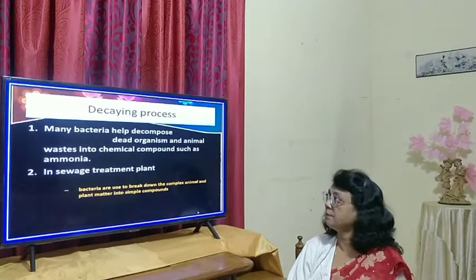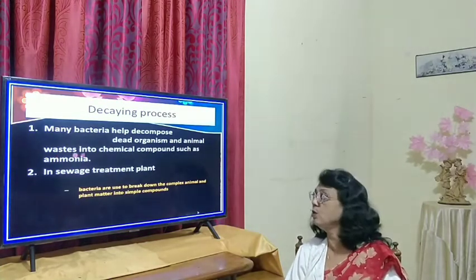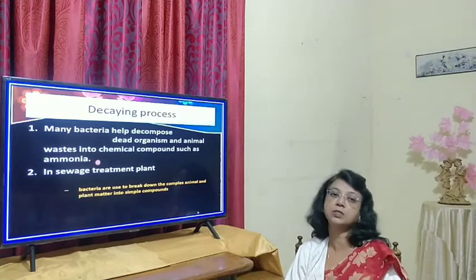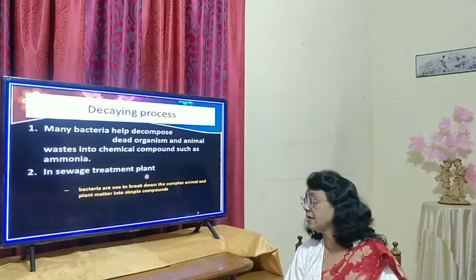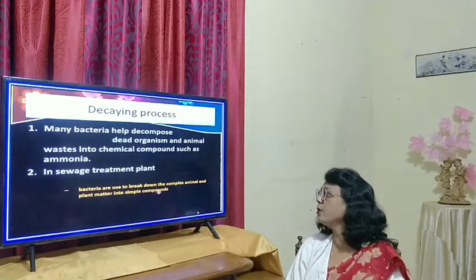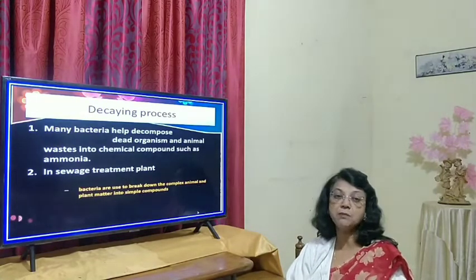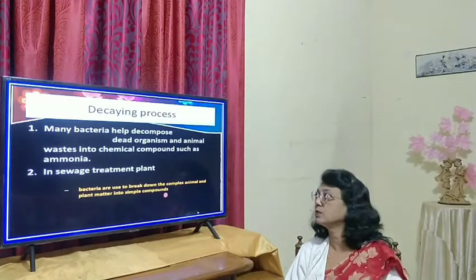Many bacteria help decompose dead organisms and animal wastes into chemical compounds such as ammonia. In sewage treatment plants, this is done. Bacteria are used to break down the complex animal and plant matter into simple compounds.